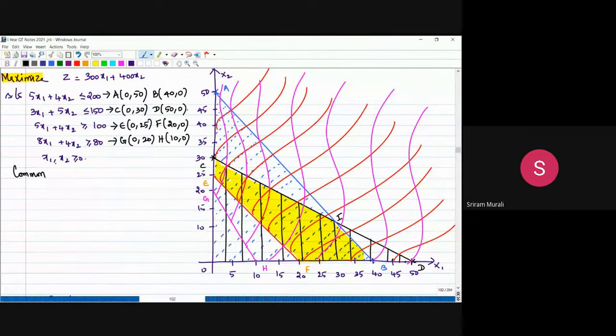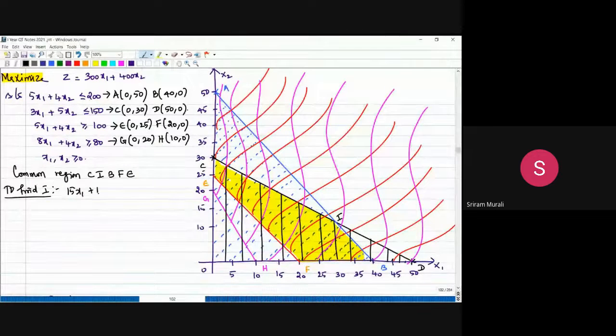C, I and then B, then F, then E. So to find I, what I have to do? I is the intersection of A, B and C, D. First two lines to be solved. Multiply this with 3, that with 5. So solve the first two equations.